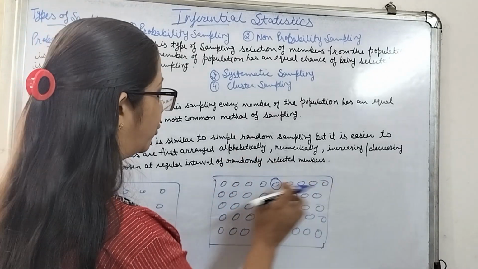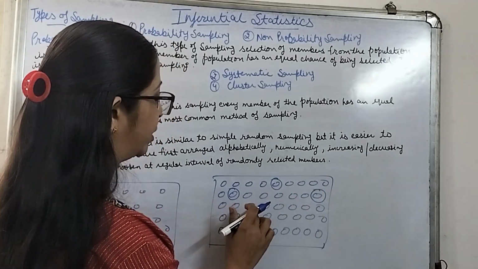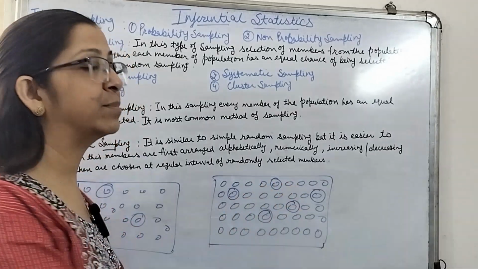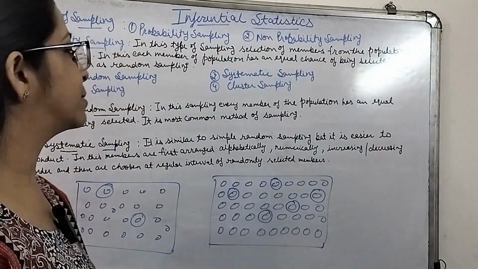So we count 1, 2, 3, 4, 5, 6, and select that student, and repeat this again and again. So I am selecting the students at a regular interval. This type of method is known as systematic sampling.